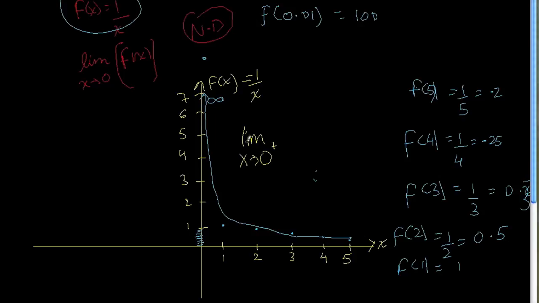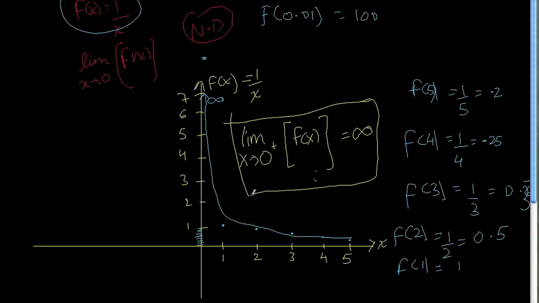So this shows the limit as x approaches 0 from the positive direction of f of x. We're seeing from the graph that it's heading towards infinity. So this was a one-sided limit. We approached 0 from one side. And in the next video, we'll be approaching 0 from the negative direction.